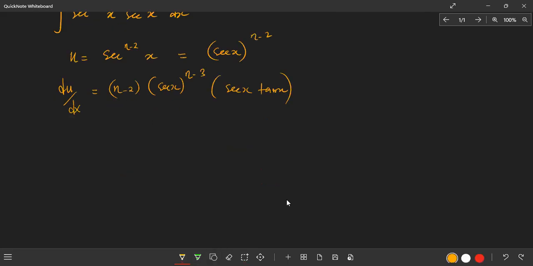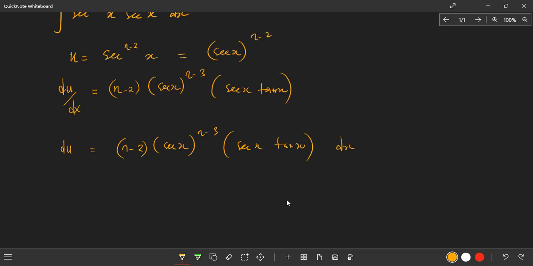All right, so we move. This is what we get as our du dx. Now let's go for du. Remember that every time we have to evaluate du, right? So du becomes n minus 2, sec x to the n minus 3, and then another sec x tan x, and then dx.